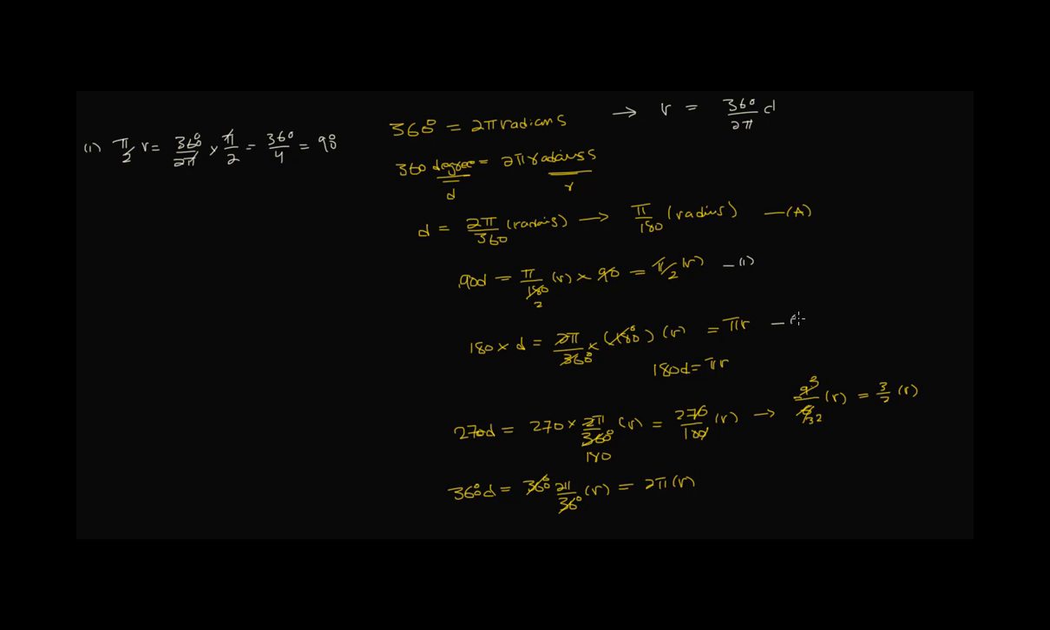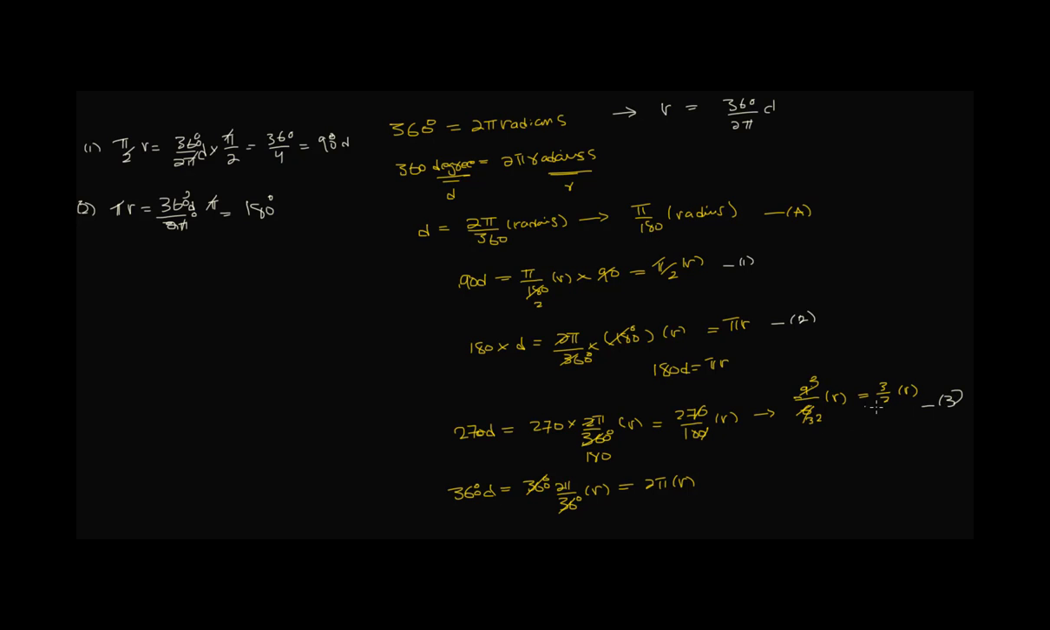Similarly, for the second, we do the same thing. We take pi radians and multiply both sides by pi. So pi R is equal to 360 divided by 2 pi times another pi degrees. Another pi cancels with the pi. So 360 divided by 2 is 180 degrees.